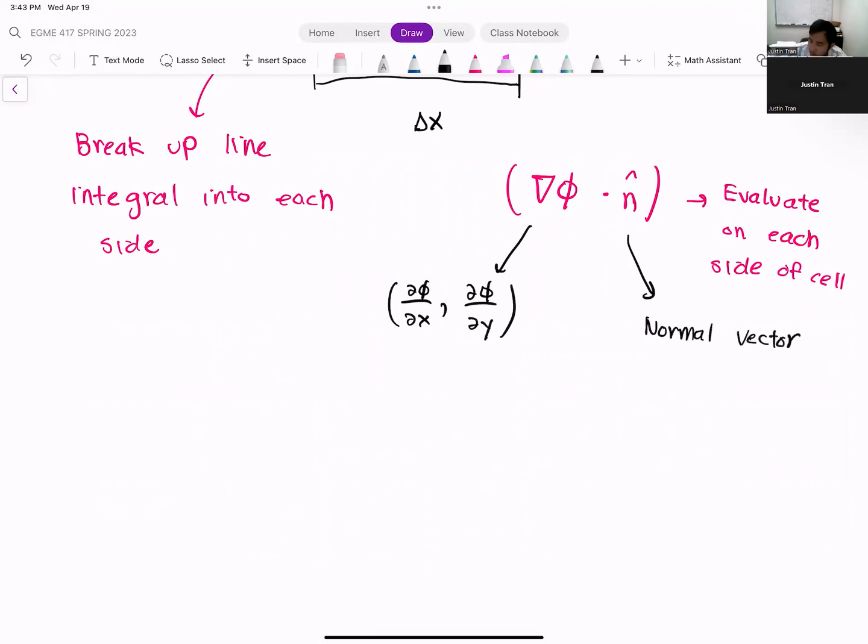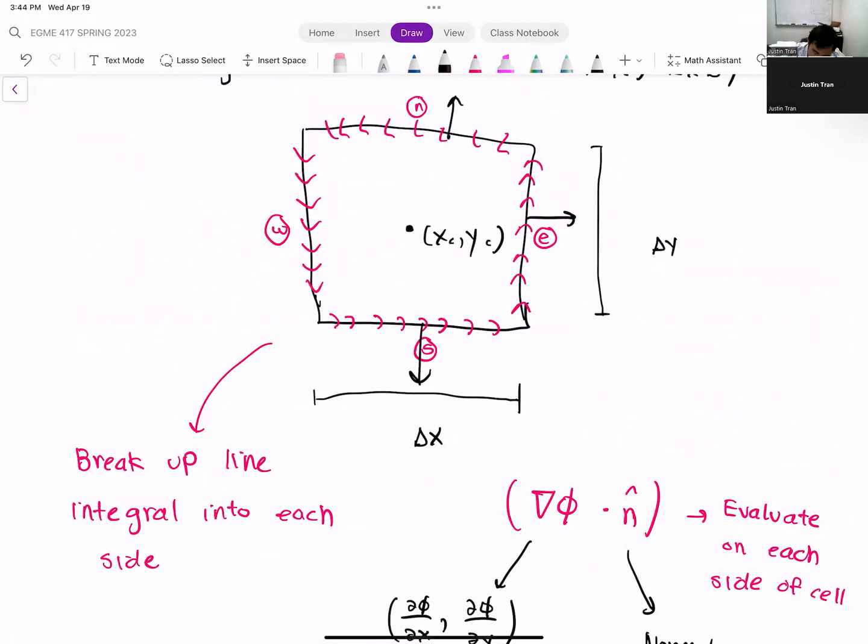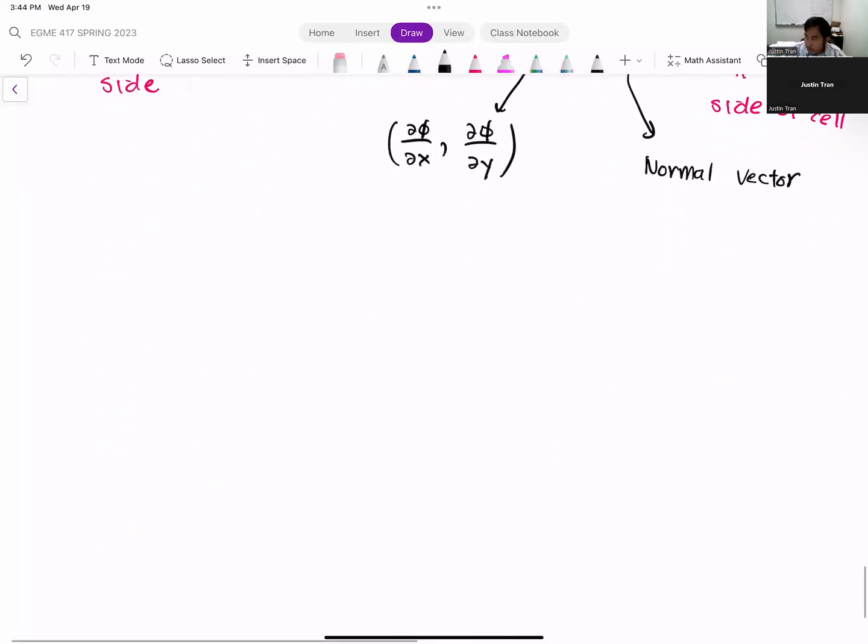We've talked about the normal vector a couple times in this class, but the normal vector is just a vector that points outward from the cell, perpendicular to that side. So on the east side, it points to the right. On the south face, it points down. On the north face, it points up. And on the west face, it points to the left. When you take the dot product of these, you're going to get different expressions for each side of the cell.